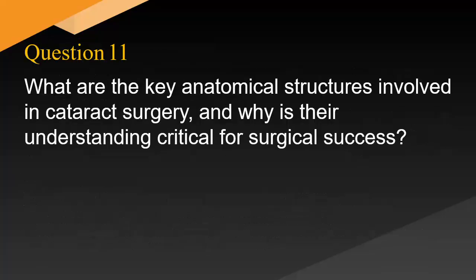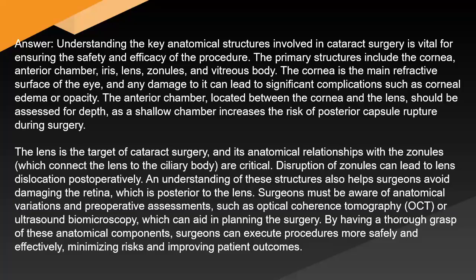What are the key anatomical structures involved in cataract surgery, and why is their understanding critical for surgical success? Answer. Understanding the key anatomical structures involved in cataract surgery is vital for ensuring the safety and efficacy of the procedure. The primary structures include the cornea, anterior chamber, iris, lens, zonules, and vitreous body. The cornea is the main refractive surface of the eye, and any damage to it can lead to significant complications such as corneal edema or opacity. The anterior chamber, located between the cornea and the lens, should be assessed for depth, as a shallow chamber increases the risk of posterior capsule rupture during surgery.